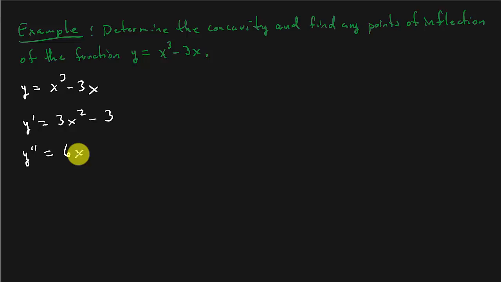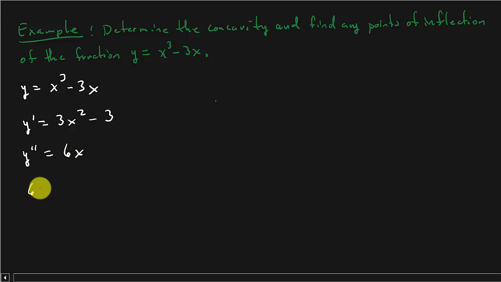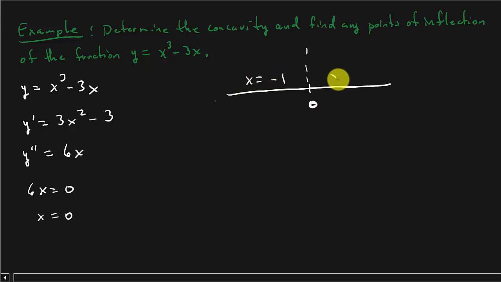All right, so we take the second derivative and we set it equal to 0 and we solve for x. So we get x equals 0. And then we plot that on the number line, 0, and it breaks it up into 2 regions. And so I pick a number from each region.